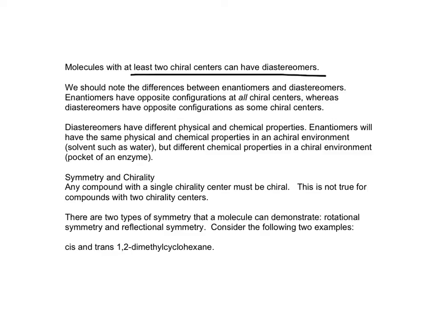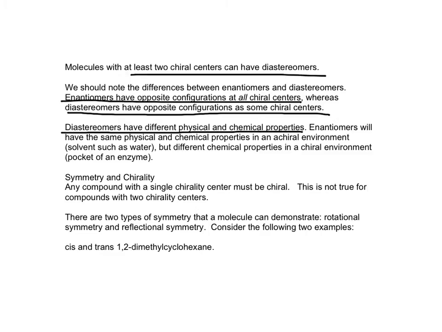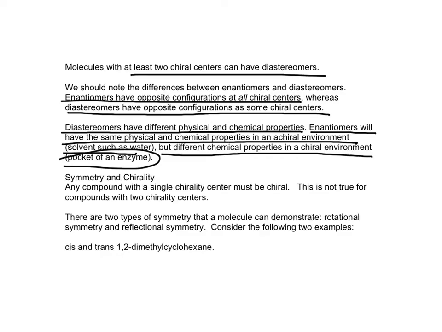Now, again, I just want to emphasize the difference between enantiomers and diastereomers. Enantiomers have opposite configurations at all chiral centers. Diastereomers have opposite configurations at some chiral centers. Diastereomers have different physical and chemical properties. Enantiomers will have the same physical and chemical properties in an achiral environment. Water is an example of an achiral environment, but they will have different chemical properties in a chiral environment. The pocket of an enzyme is an example of a chiral environment.